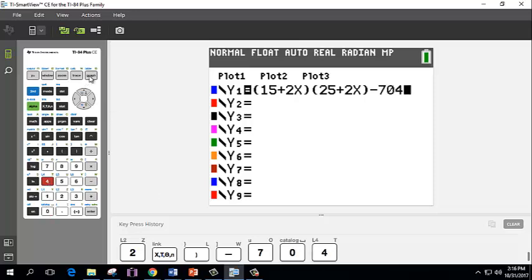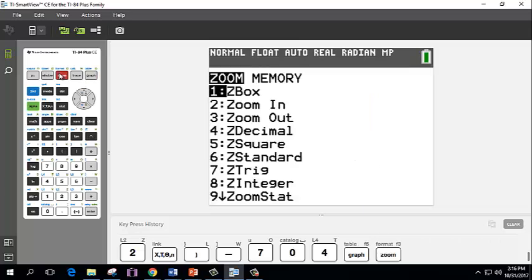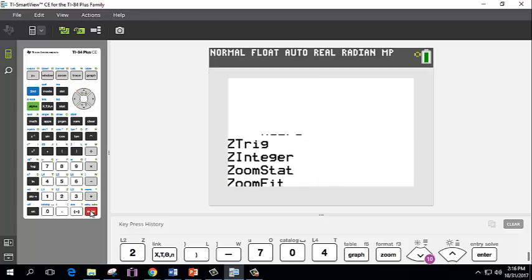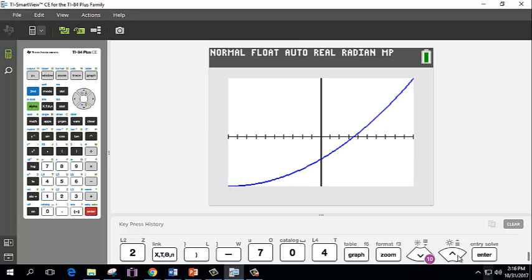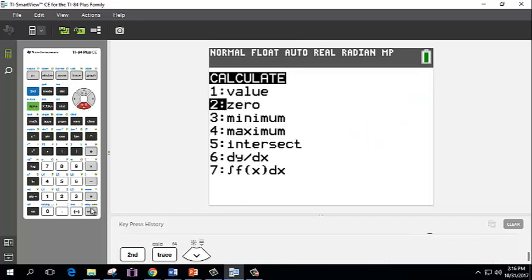Okay, once you do that, you're going to graph this. Yeah, see, here you go. What we want to do is find out where this actually hits 0. So we're going to go zoom, fit, and see if we have a nice looking quadratic. Okay, so this quadratic is upside down like this. So the only place where it hits 0 is right here, and that's what we want to find. So we're going to try and find our 0 here. So we go second trace, down to 0, enter.